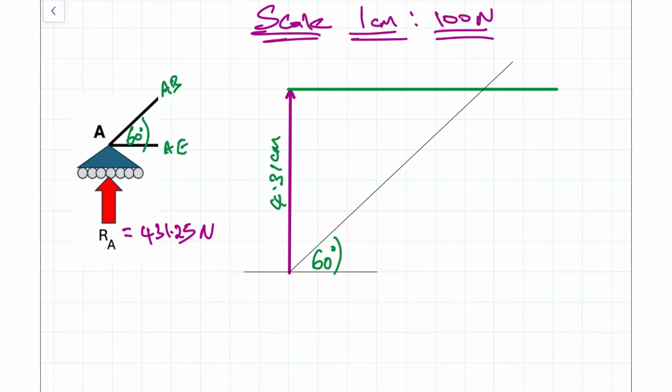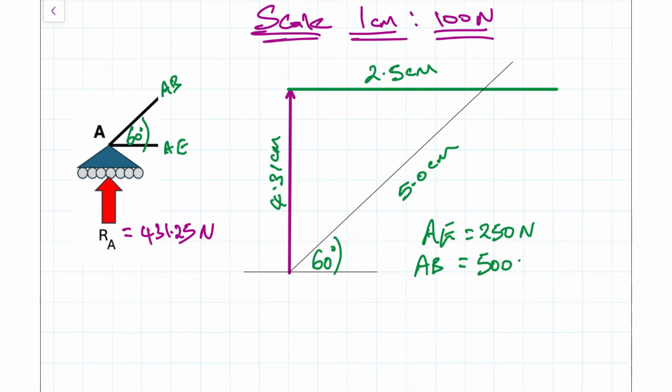And in terms of its measurement, this here will be measuring 2.5 centimeters. And for this next member, we have 5.0 centimeters. And what that will look like in terms of the actual magnitudes, if we multiply each of these centimeter measurements by 100, then this is what we'll get. So AE will be equal to 250 newtons. AB will be equal to 500 newtons.